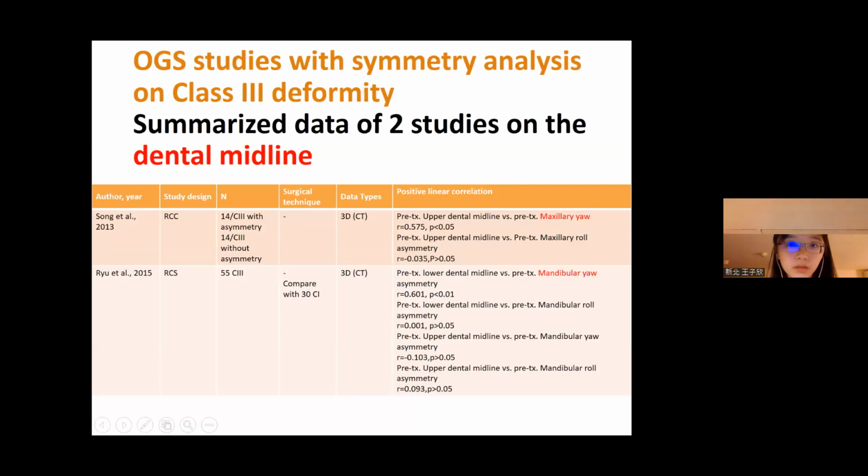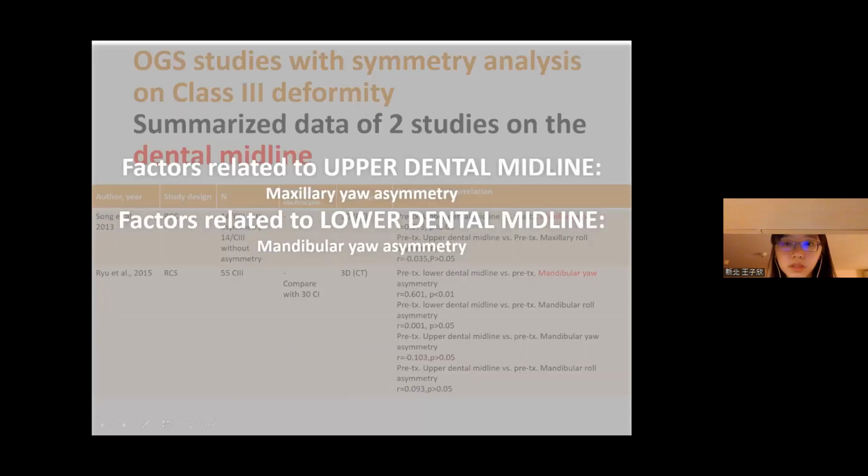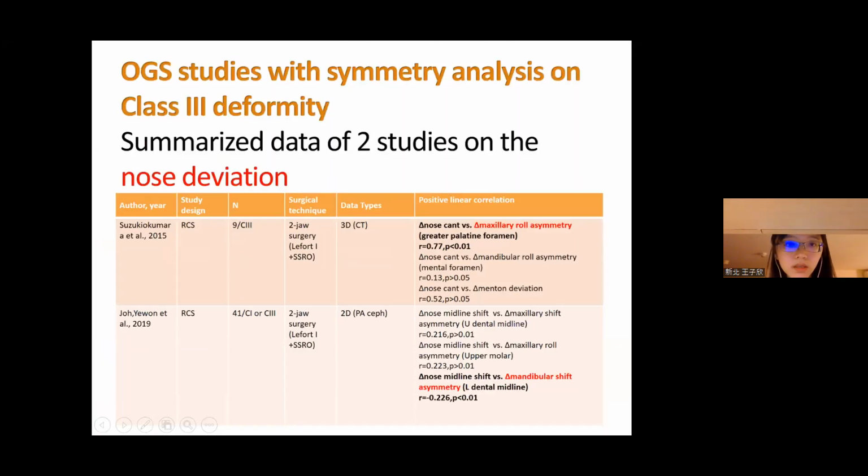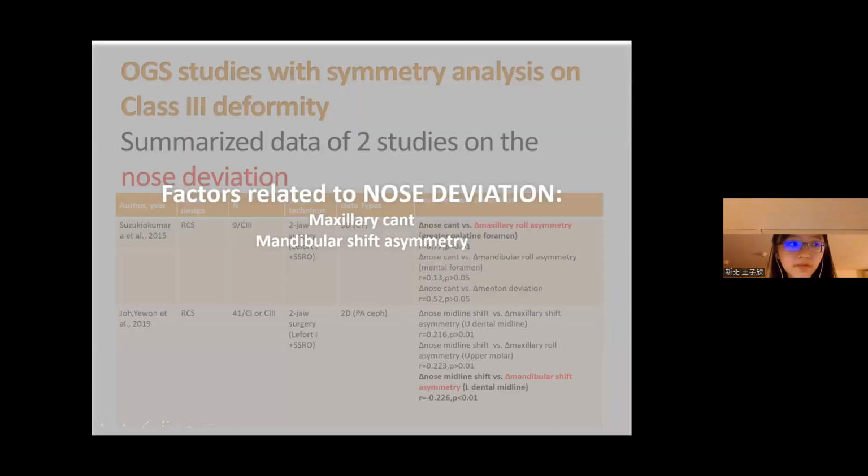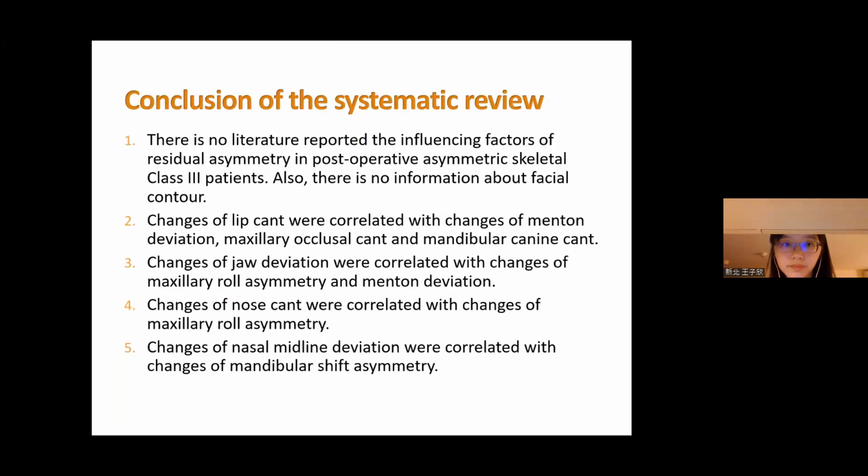And for the dental midline, there are also 2 studies related to the dental midline. And we found that the factors related to upper dental midline asymmetry include maxillary yaw asymmetry. Factors related to lower dental midline asymmetry include mandibular yaw asymmetry. And last, for nose deviation, there are 2 studies. And the factors found to be related to nasal deviation include maxillary cant and mandibular shift asymmetry.